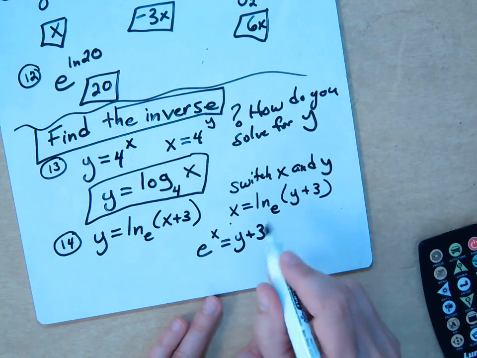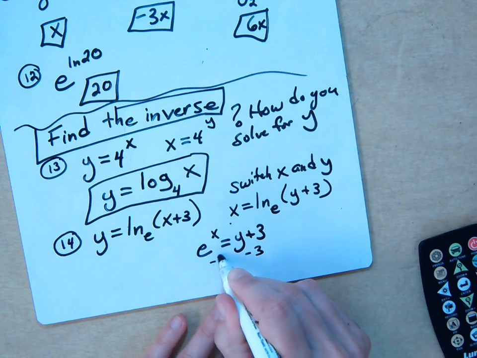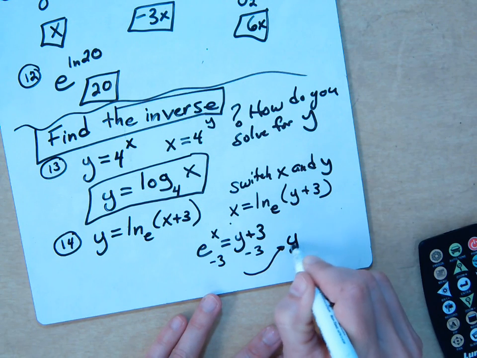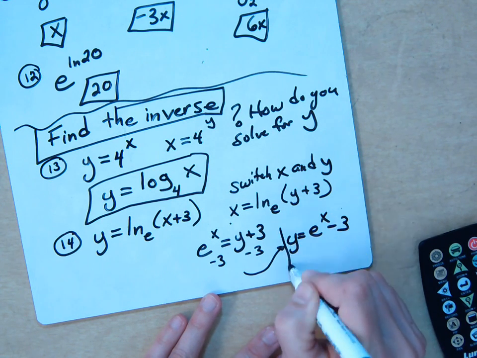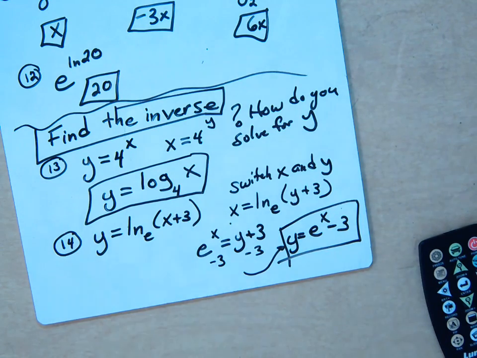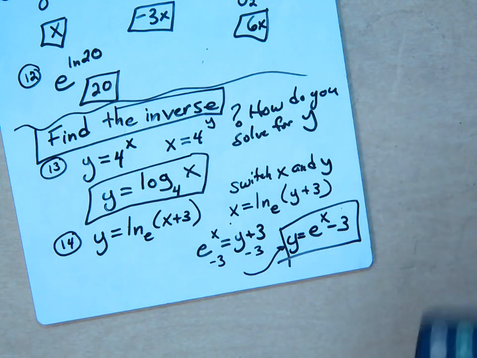Just solve for y by subtracting 3 from each side, so you get y equals e to the x minus 3. And that would undo the original equation.